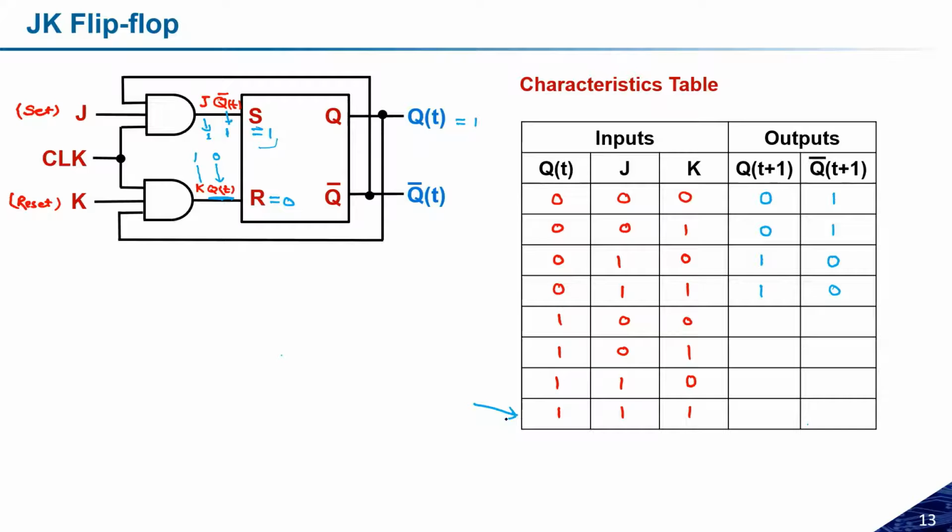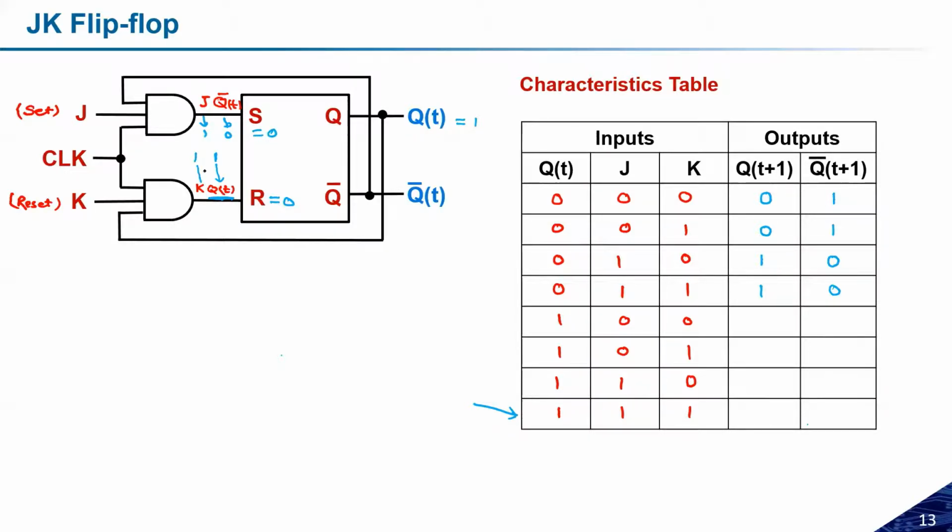Okay, so let us consider the case 1 1 1. If 1 1 1, it means Qt is going to be 1, K is going to be 1, and here J is equal to 1, and the Q2 complement will become 0. So 1 into 0, the set input will become 0.